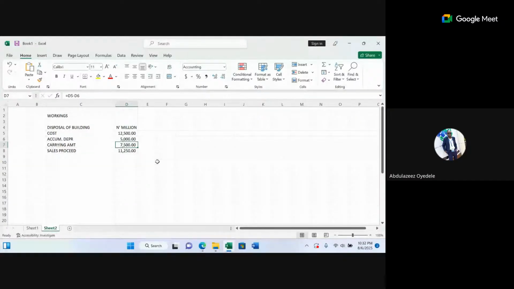All right. So that means we have a gain on disposal of how much? 11.25 billion minus 7.5 billion, which is our own value. So a gain on disposal of 3.75 billion. That's 3,750,000,000. So this value is a gain on our disposal of the building.